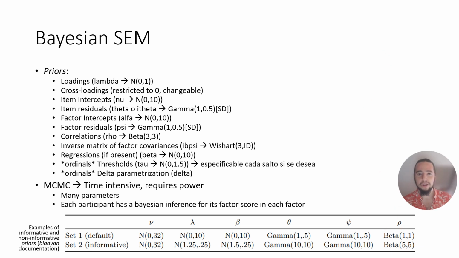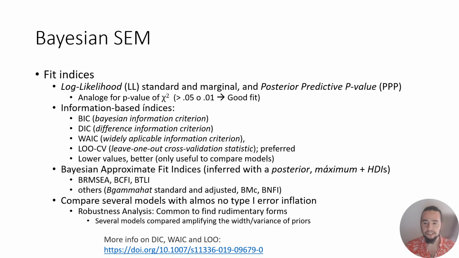Okay, so whatever you want to try and wherever you have a selected prior list, an MCMC will start, and it can be very time intensive and also requiring much computation power, because as you can see here, there are many parameters to be estimated. Basically, each participant has a Bayesian inference on its factor score for each factor and everything that is behind: loadings, intercepts, residuals, correlations, regressions, etc. Okay, so once everything has converged and everything has stopped, you can check fit indices.